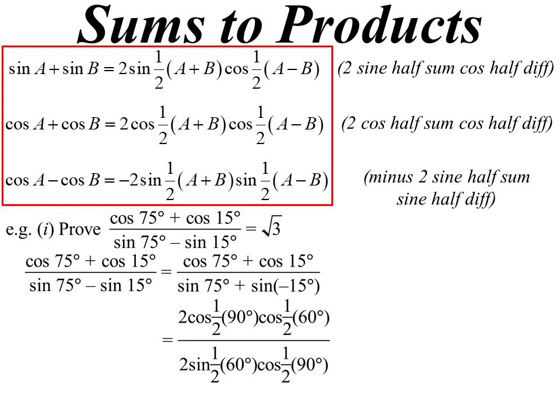The sum of 75 and 15 is 90, so I want half of that. And the difference is 60, I want half of that. On the bottom, I'll have 2 sine half sum cos half diff. Well, that tidies up nicely, because notice I've got cos half 90, cos 45, in both. So that'll cancel straight away. The 2s will cancel straight away. I'm just left with cos 30 on sine 30, which is the cotan of 30, the square root of 3.